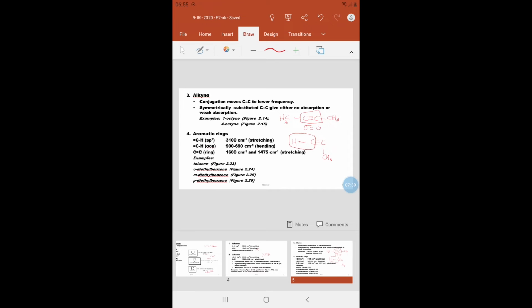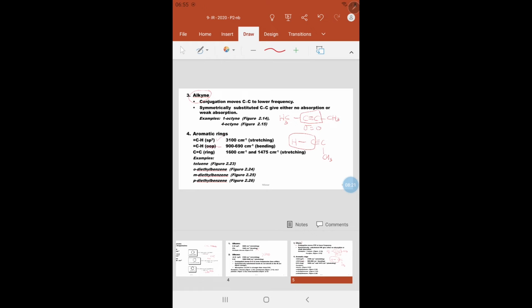Okay, so we will have a question on alkyne to explain more on this concept. Okay, for aromatic compounds, you must see the CH sp2. And when you look at the correlation chart, the CH sp2 for alkene and for aromatic is quite different. The frequency is not the same. Even though both are CH sp2, they appear at different frequencies. OOP means out of plane, so you need to ignore that, it is the bending vibration.